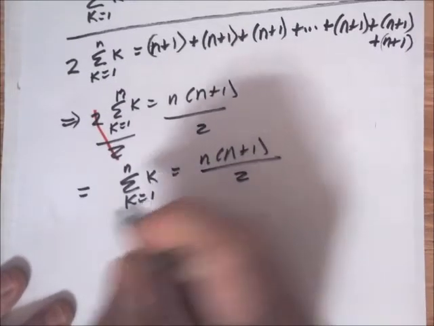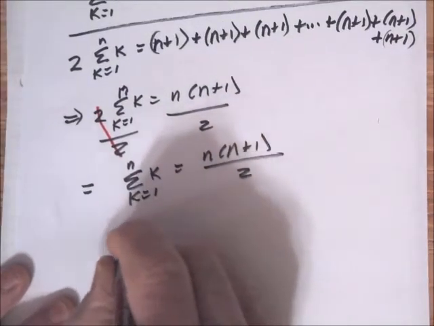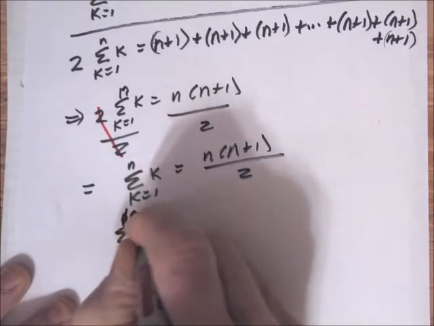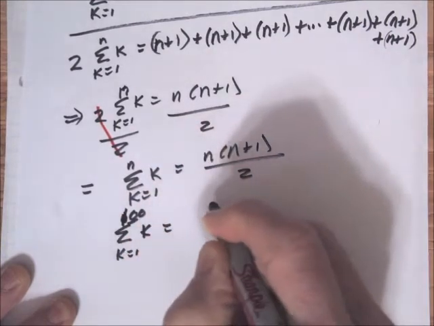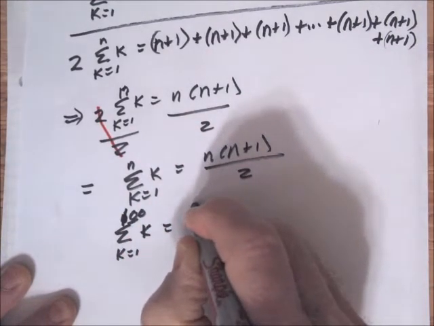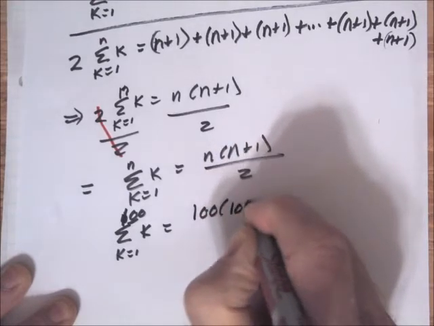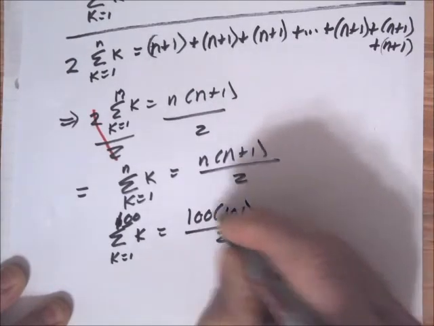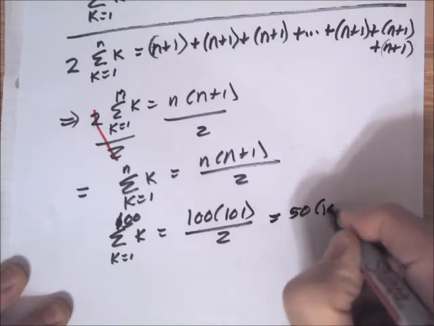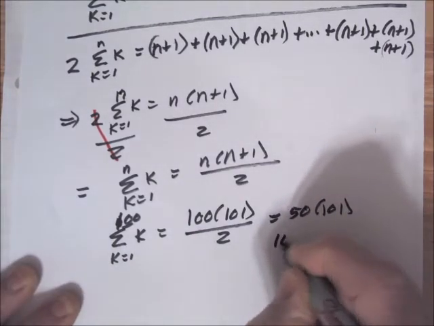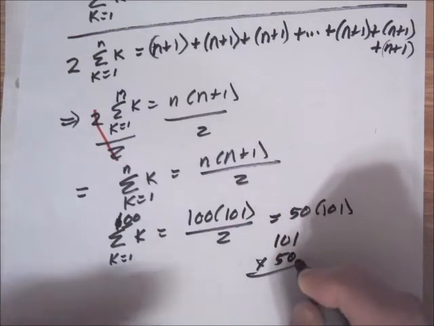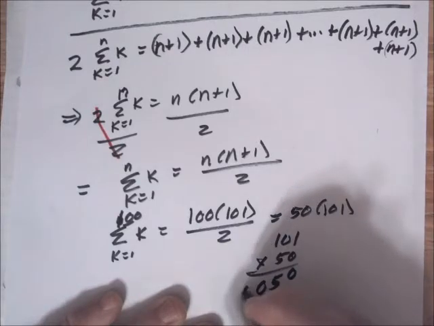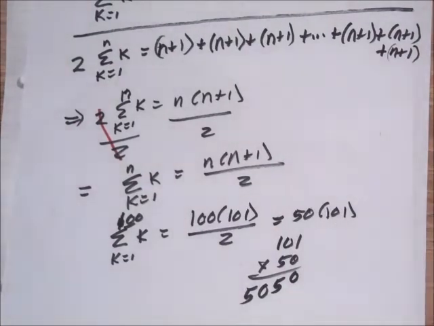So if we apply this formula here to the summation k equal 1 to 100 of k, that's going to be n times n plus 1 over 2, so it'll be 100 times 100 plus 1 over 2. That's the shortcut formula. Well, 100 divided by 2 is 50, so it's 50 times 101, and 101 times 50, you get 5050.